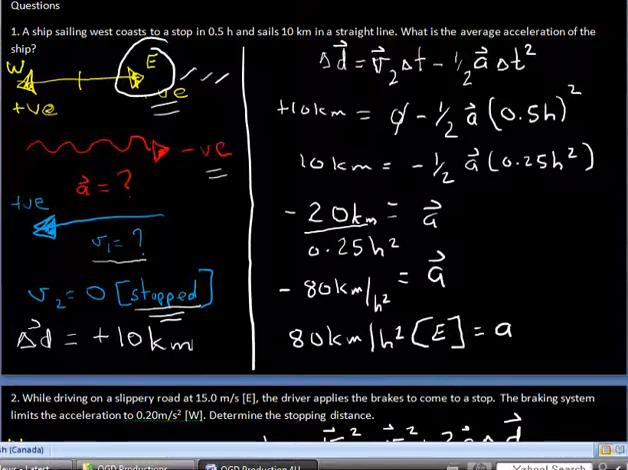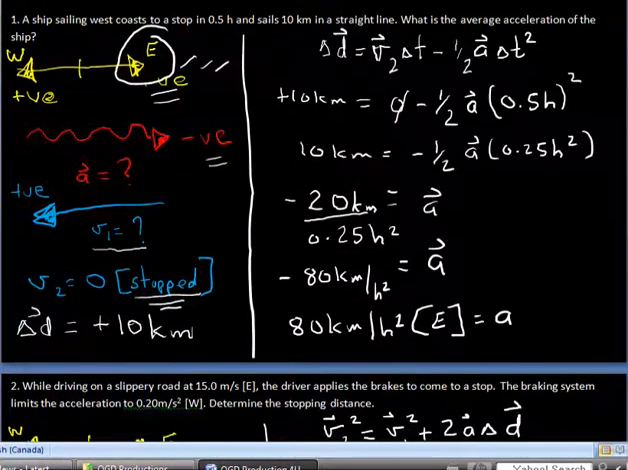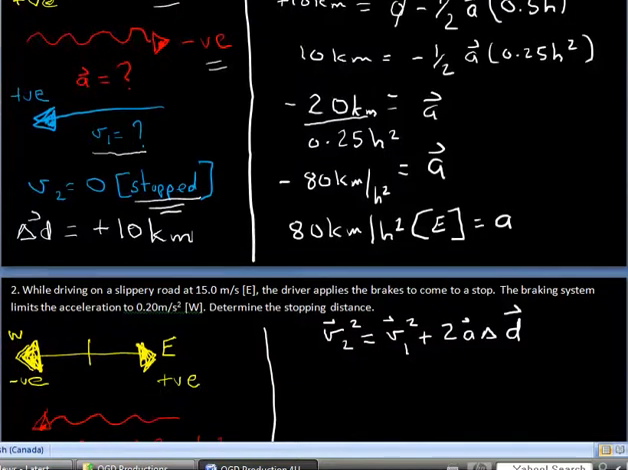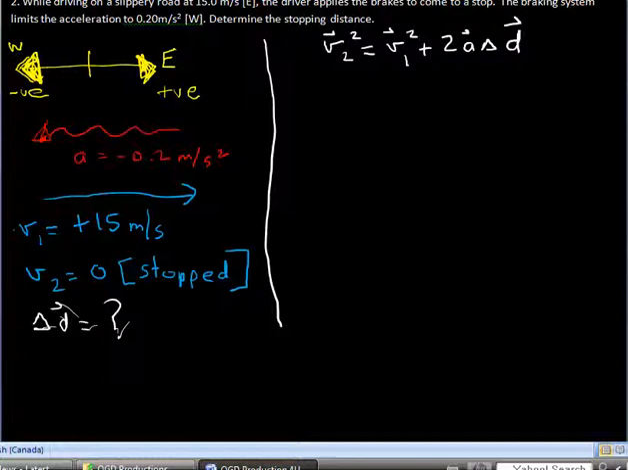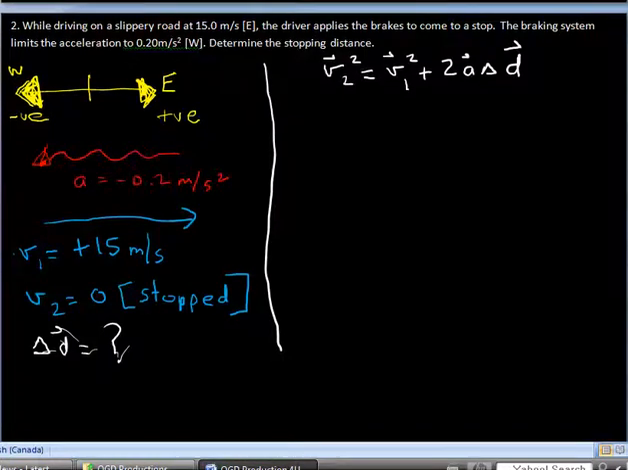Now pay very close attention to the fact that the units worked out. If you do unit analysis on questions, if your units work out, then you probably have done the question right. Here is the second question. While driving on a slippery road at 15 meters per second, the driver applies the brakes. It comes to a stop. The braking system limits the acceleration to 0.2 meters per second squared west. Determine the stopping distance. Like before, there is some sort of compass. One way is negative, one way is positive. We're given the acceleration. It's going to be negative 0.2 meters per second squared because it's west.